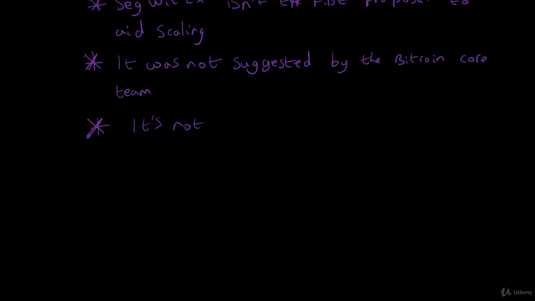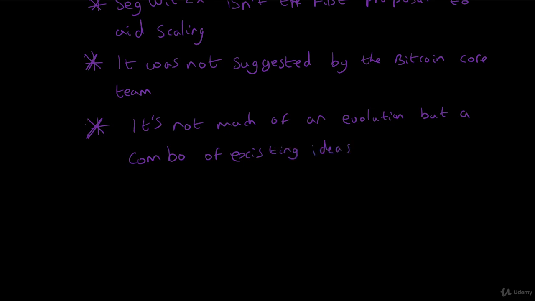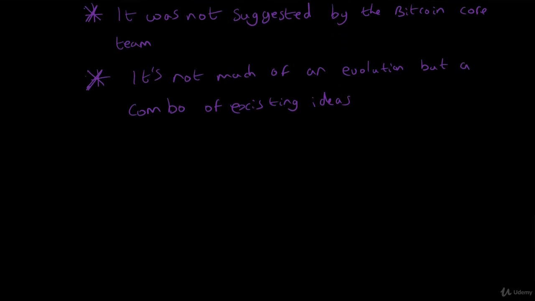It's not much of an evolution, but a combo of existing ideas. So what are those ideas? Fundamentally, there is SegWit, not SegWit2x, SegWit, which has helped form SegWit2x.